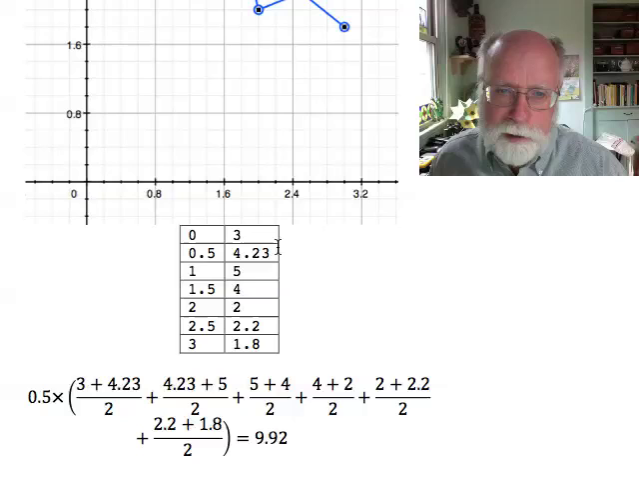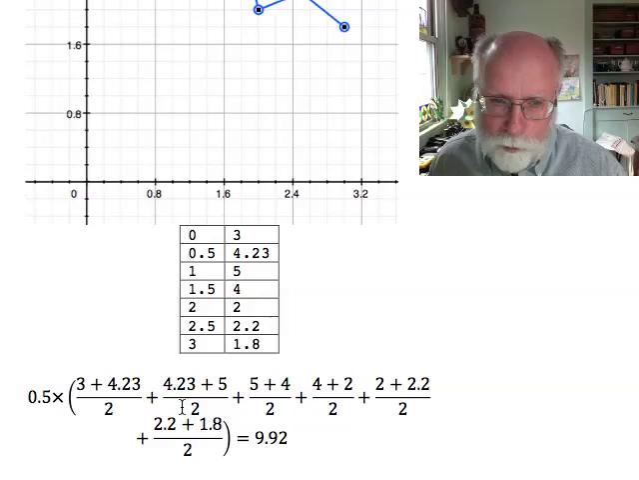And then we take the second 2, 4.23 plus 5, take the average flow rate on that interval and multiply by 0.5. Because all the intervals have the same length, we can just factor that length out. And that gives us this series of averages that we add up and multiply by 0.5, and we get 9.92 as the approximate value for the total flow during those 3 seconds.